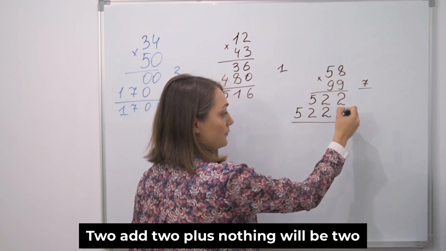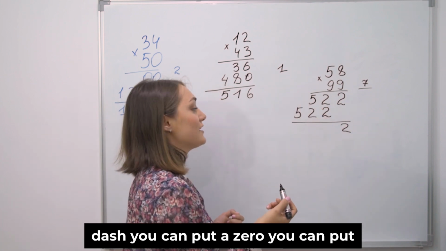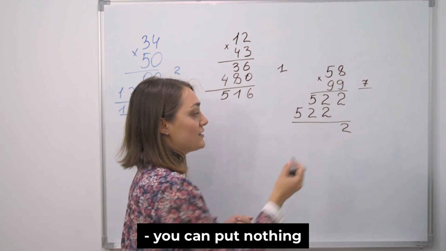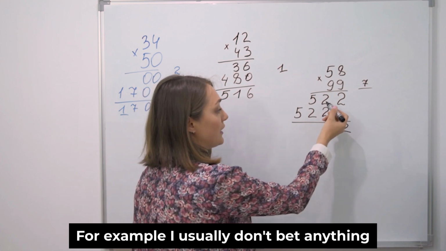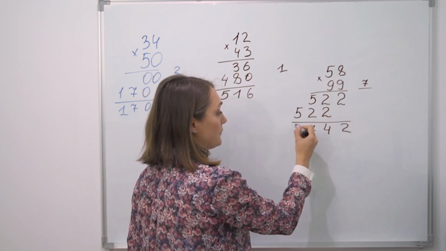2 plus 2 plus nothing will be 2. You can put a dash, you can put a 0, you can put nothing. For example, I usually don't put anything. 2 plus 2, 4. 5 plus 2, 7. 5.